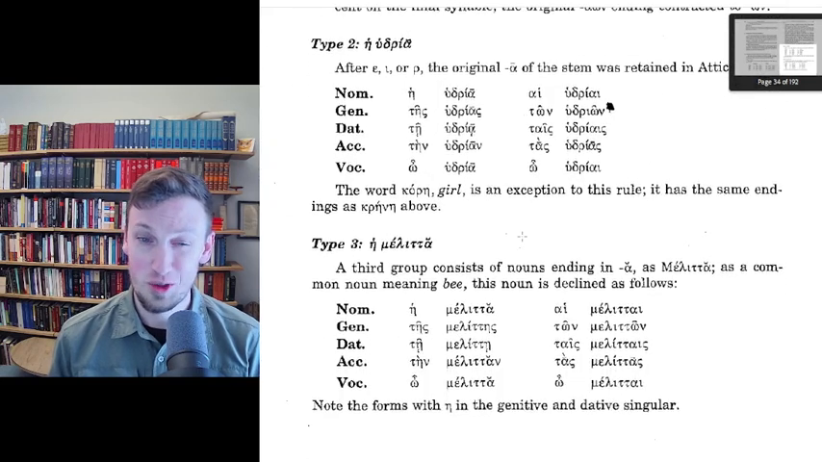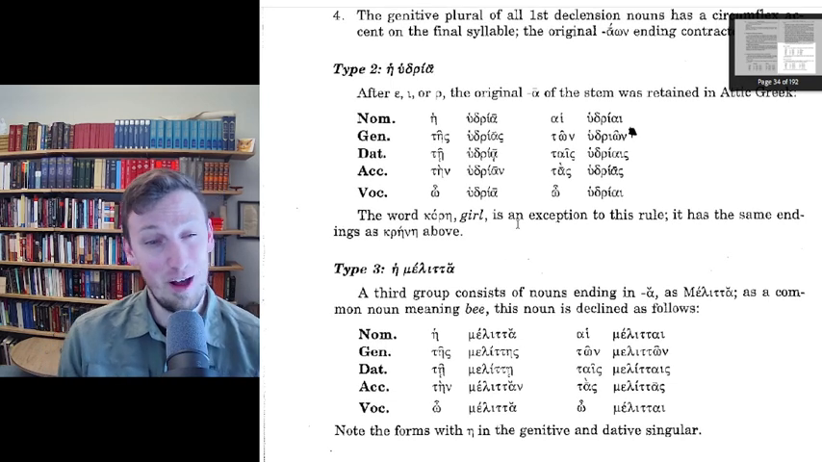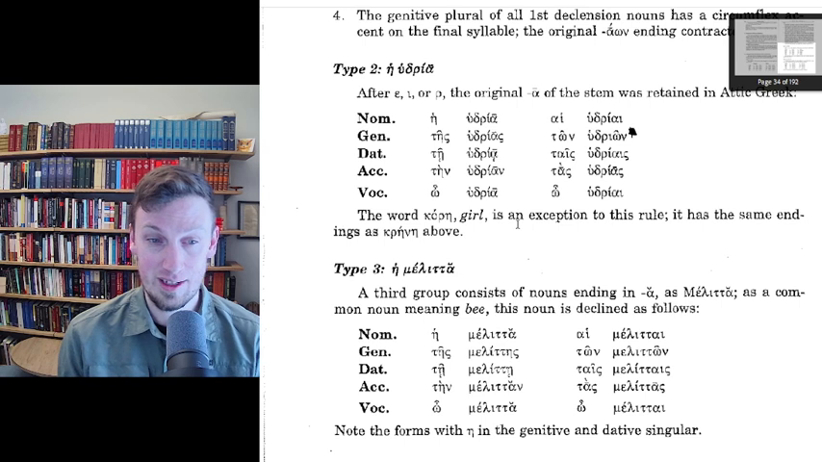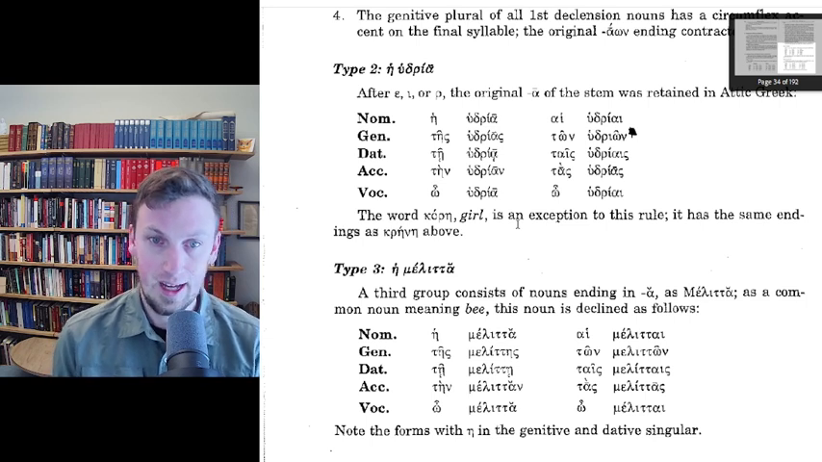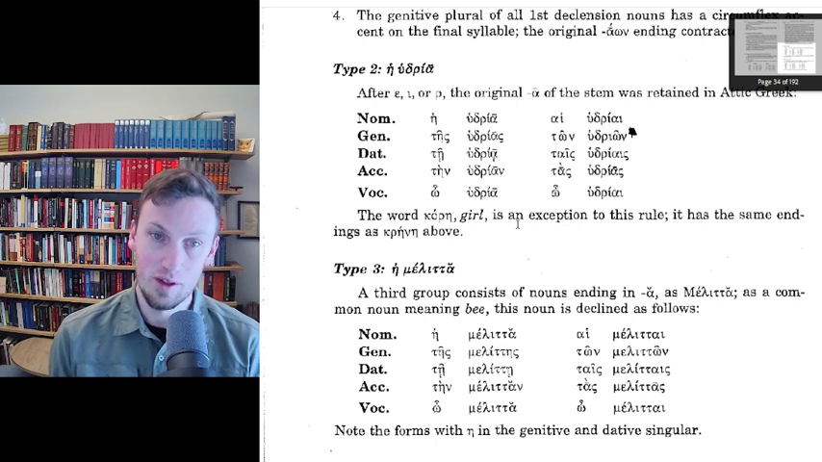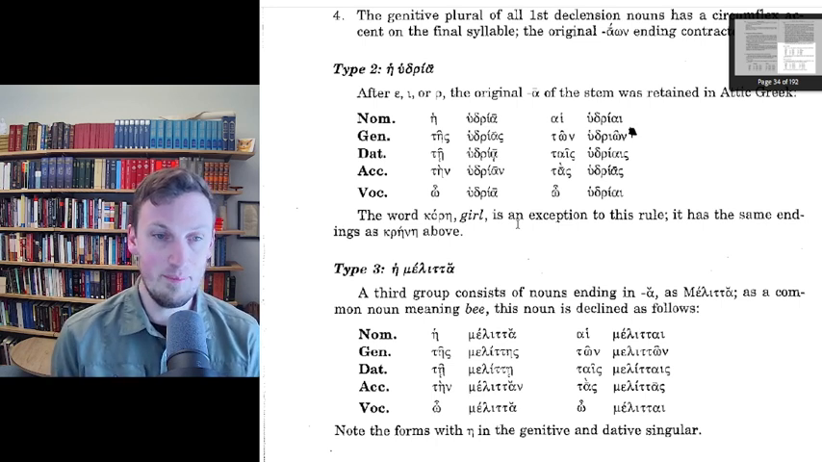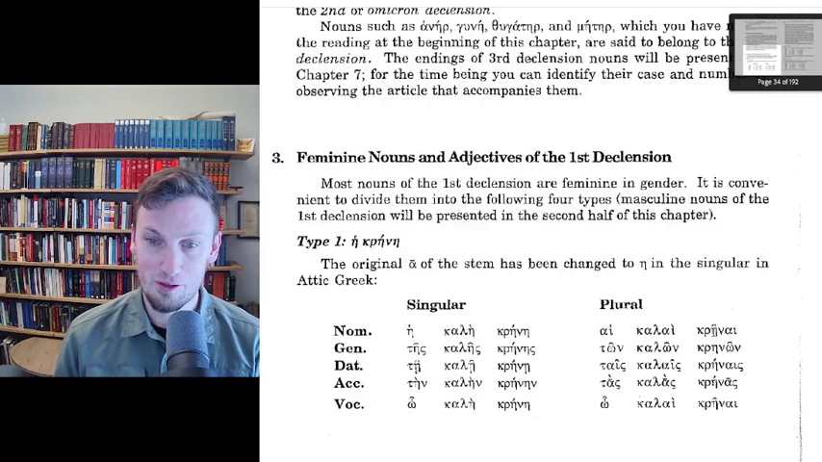The wrinkle you should sweat is that some of these first declension feminine nouns, which are all supposed to be exactly the same, have alphas instead of etas in the singular. Hē hudria is the example they're giving here. And they tell you the rule is that if the stem ends with an epsilon, iota, or rho, you don't put an eta after those letters. You put an alpha. So the plurals are the same because the plurals already end with an alpha.